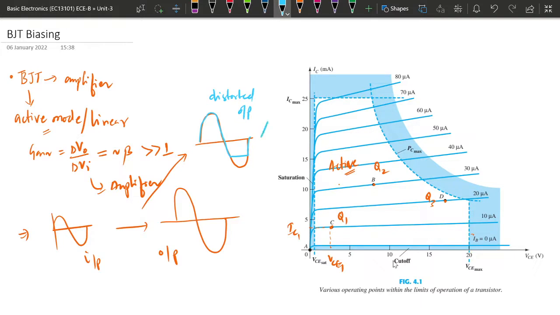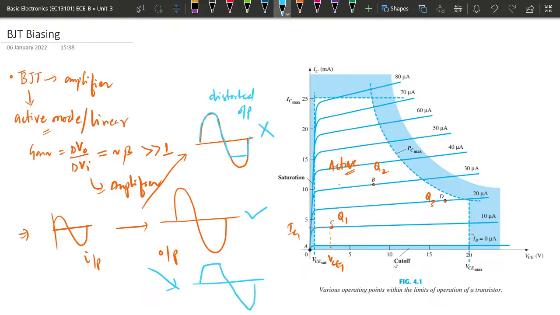Okay, this is not the desired output. Okay, this is the desired output. This is also an amplification, but it is with distortion. Okay, this is the amplifier output, the perfect amplifier output. But the other case will be where we are getting a distortion at the output side.